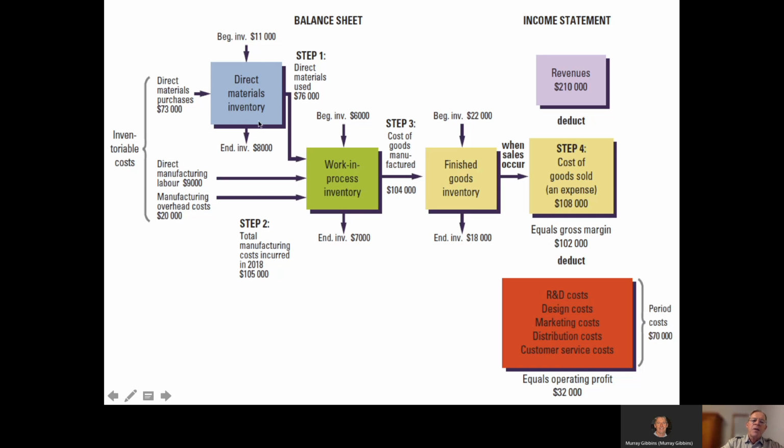So think about the raw material warehouse. We've got opening stock of $11,000, and we've ordered in $73,000 worth of material. As perpetual stock recording suggests, we want to track costs all the way through the system. So we will debit this asset, increase the asset, debit raw material, direct material inventory, if you like, $73,000, and credit accounts payable.